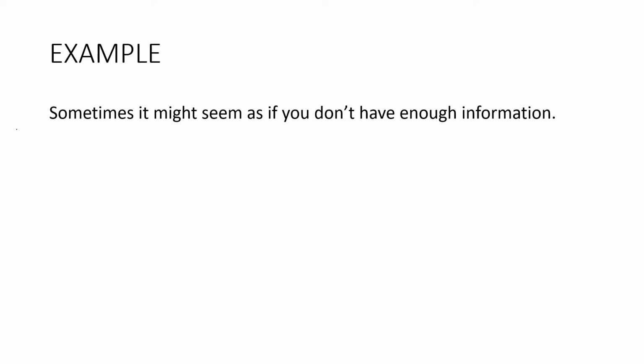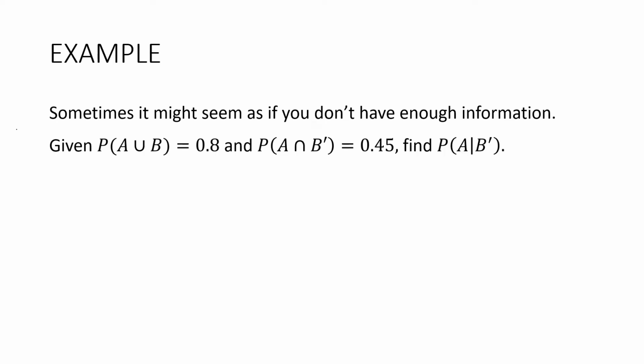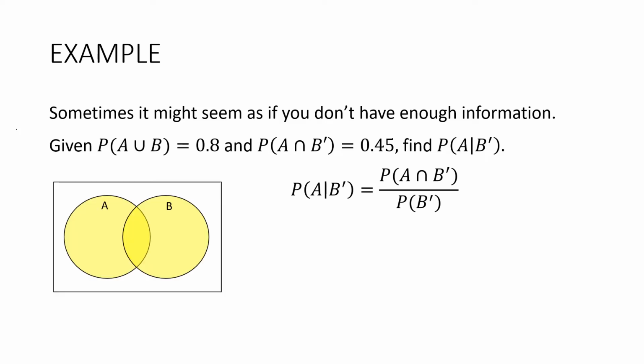Now sometimes it might seem as if you don't have enough information. Have a look at this example. Given the probability of A union B is 0.8, and the probability of A intersection not B is 0.45. Find the probability of A given not B. So we'll start with the formula. The probability of A given not B is equal to the probability of A intersection not B divided by the probability of not B. Now we do know the numerator, it's 0.45, but we don't know the probability of B or its complement. So let's go to a Venn diagram.